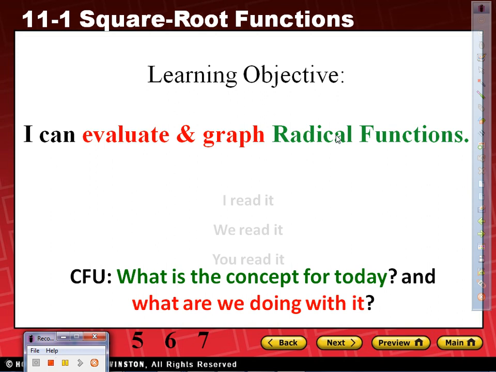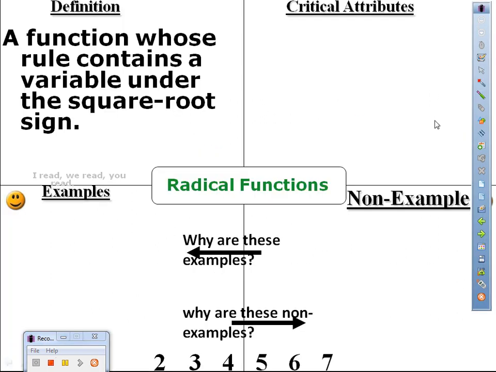Today we're going to be looking at radical functions. We're going to do two different things. Evaluate, we already know how to evaluate expressions. And we're going to graph, we already know how to graph. But there's a couple of things that we need to have in place. So with that said, copy this down. We need the Frayer model.